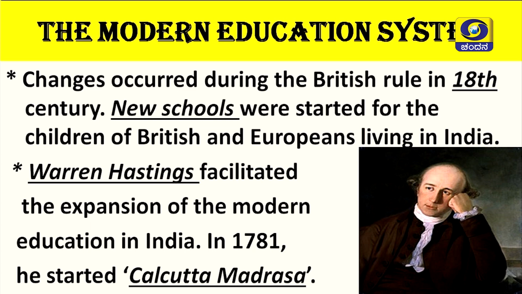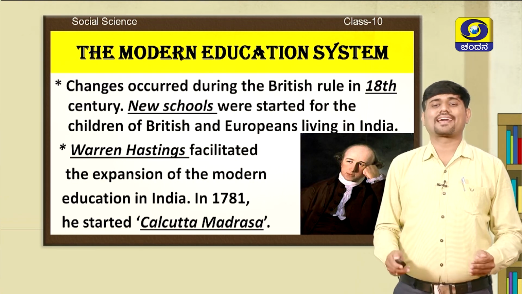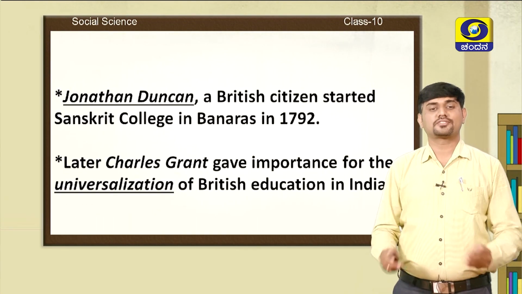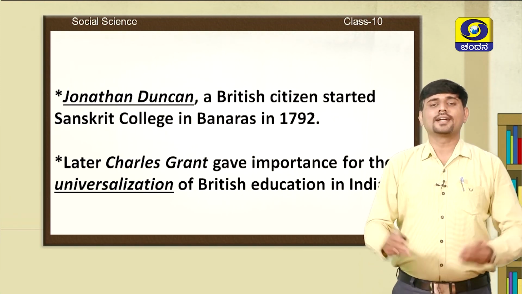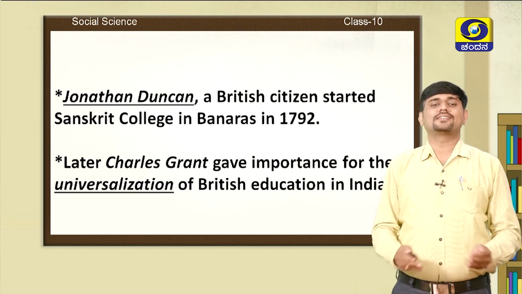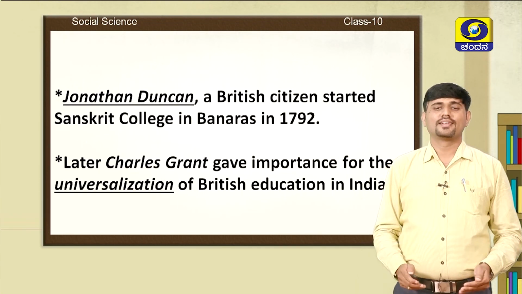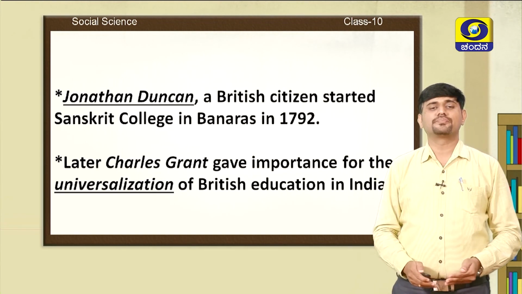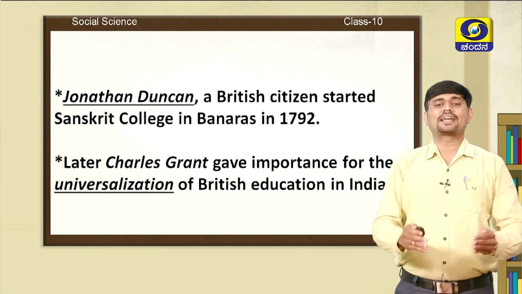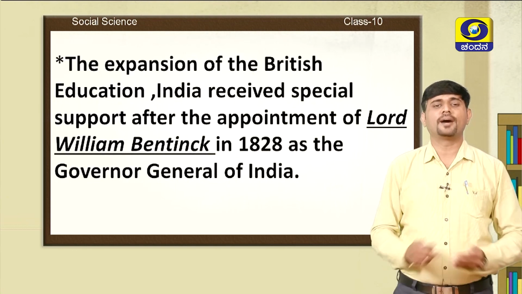Warren Hastings facilitated the expansion of modern education in India. In 1781, he started Calcutta Madrasa for the first time. Later on, Jonathan Duncan, a British citizen, started Sanskrit College in Banaras in the year 1792. Another milestone in the development of the education system. Later, Charles Grant gave importance to the universalization of British education in India.